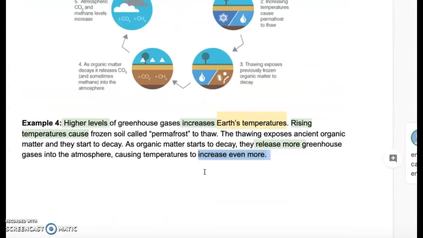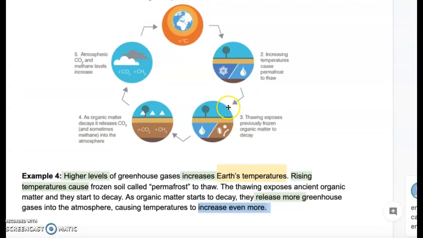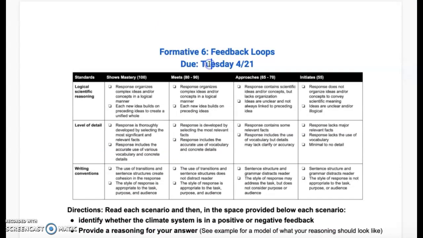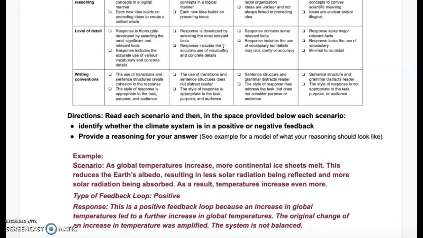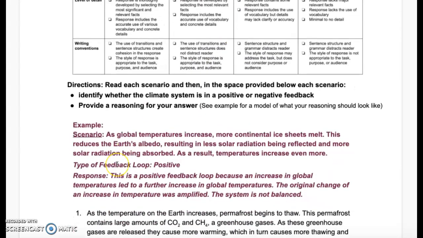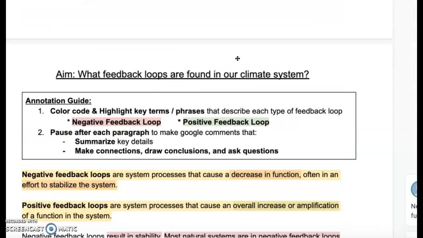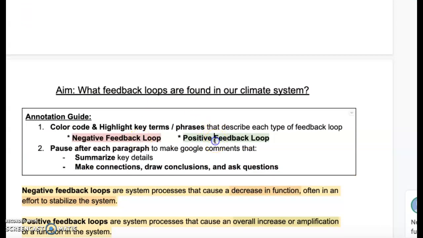Okay, so now that we've gone through these 4 examples, what you're going to do is go to your formative assignment 6, feedback loops. Again, that's due Tuesday. And you're going to have to read through each scenario, and identify whether the scenarios given are positive or negative feedback loops. I would suggest also using this similar annotation guide to help you determine whether or not the scenarios are negative feedback loops or positive feedback loops.